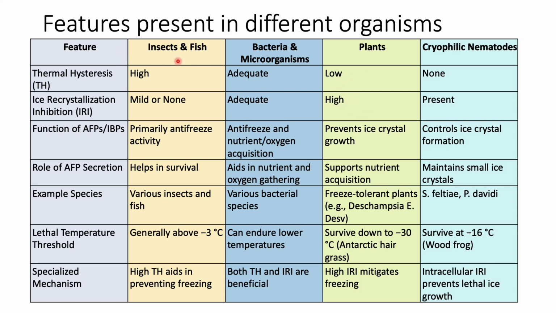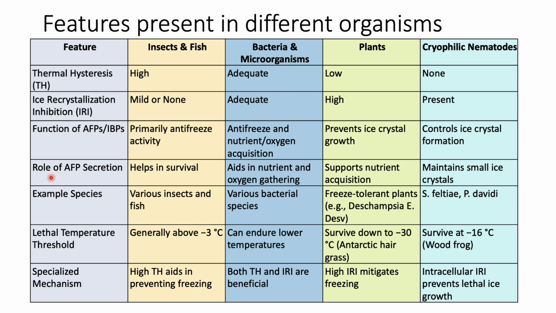So if you look at the insect, fish and the plants, thermal hysteresis is a very important feature in the case of insect and fish, whereas for the plant it is the ice recrystallization inhibition. So that's how we can easily differentiate. Each species has a different type of process to prevent the ice growth.